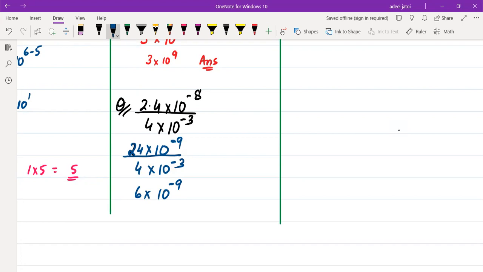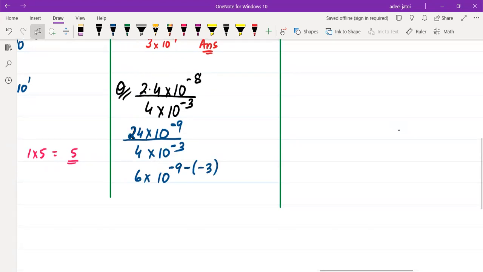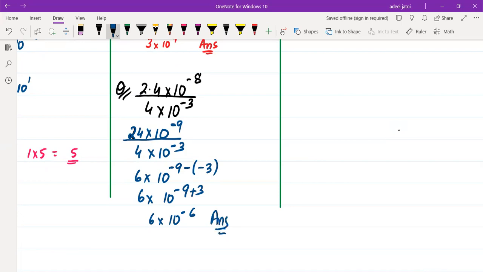Obviously, whenever there are bases same and divided, there's a negative sign, and the negative sign is already in the denominator as well. So can we say 6 into 10 to the power minus 9 plus 3. So 6 into 10 to the power minus 6 will be your answer for the question, that is 2.4 into 10 to the power minus 8 divided by 4 into 10 to the power minus 3.